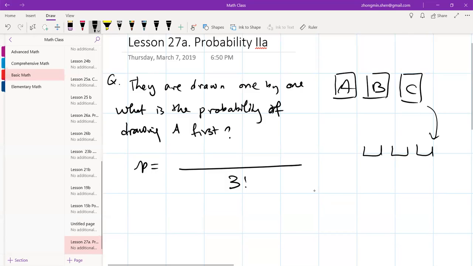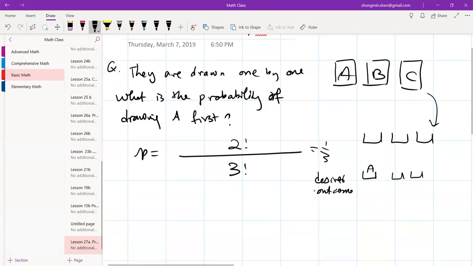Now, if you want the first one to be A, then there's no choice, just one way. That's called the desired outcomes. Then A must be the first one. Then you have two factorial different choices for the second and the third. So the ratio will be 2 factorial over 3 factorial, and after simplifying, it equals 1/3.